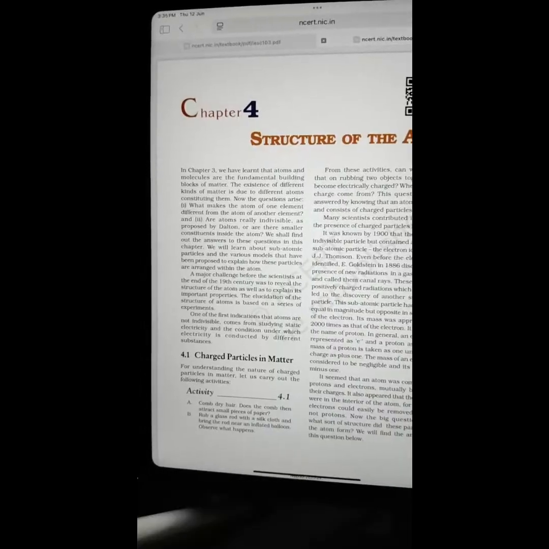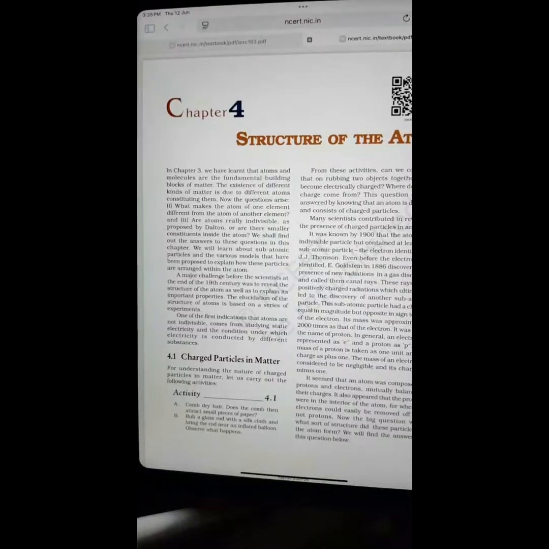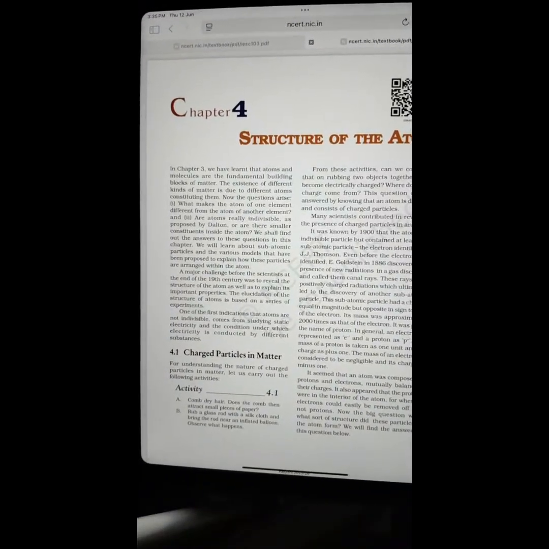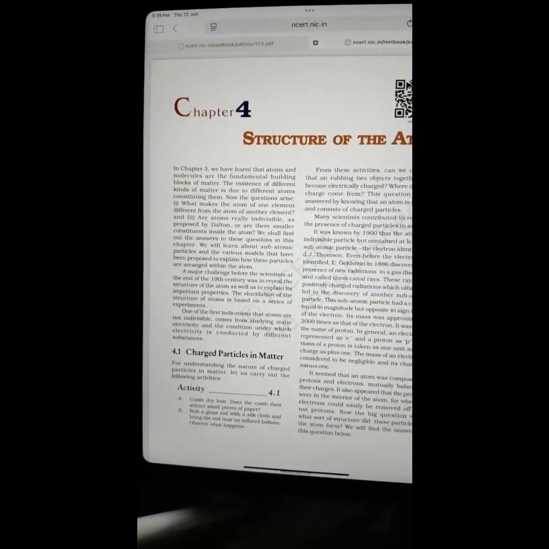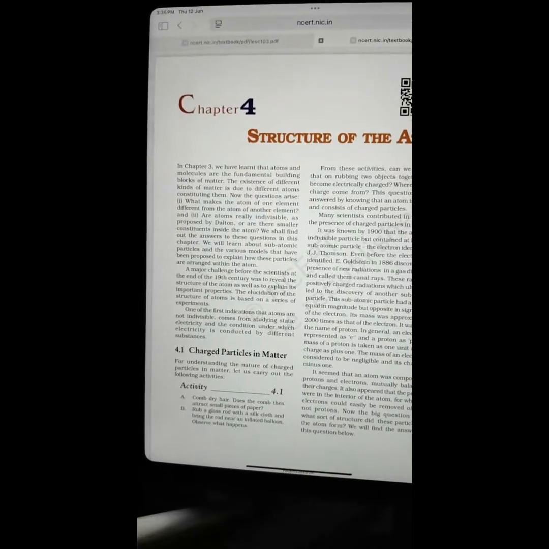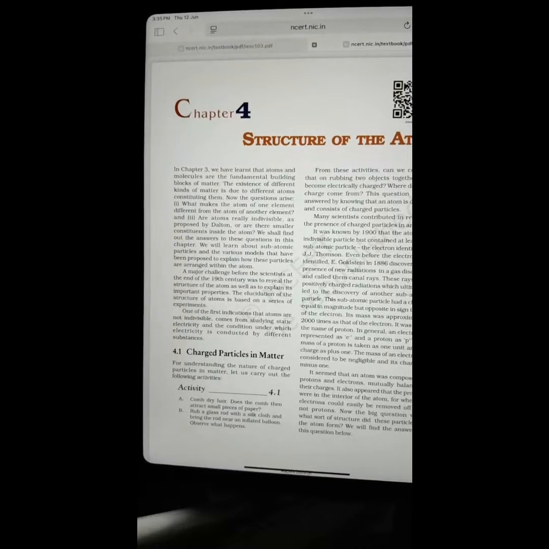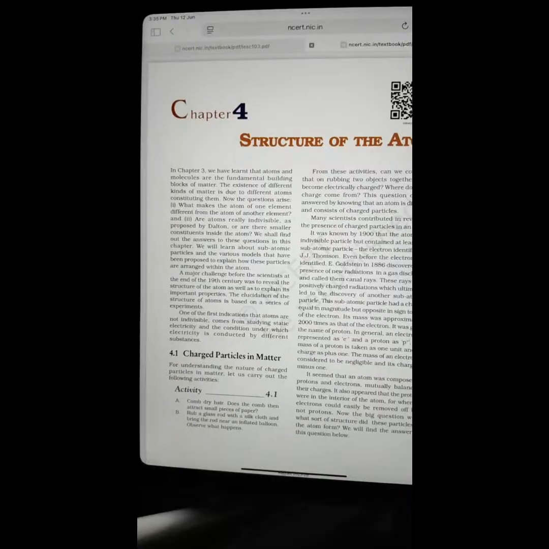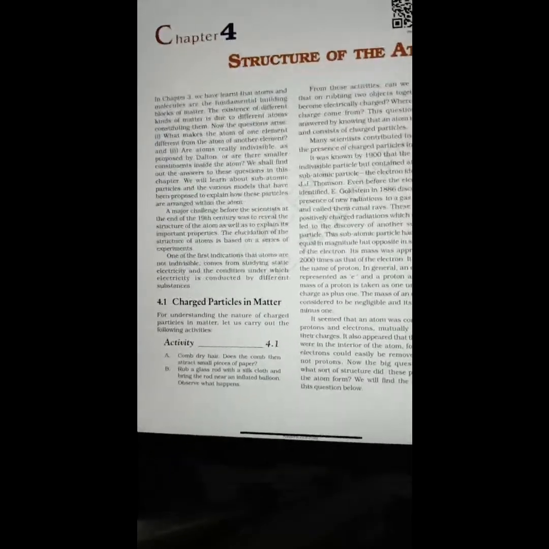Next paragraph. A major challenge before the scientists at the end of the 19th century was to reveal the structure of the atom as well as to explain its important properties. The elucidation of the structure of atoms is based on a series of experiments. One of the first indications that atoms are not indivisible comes from the study of static electricity and the condition under which electricity is conducted by different substances.